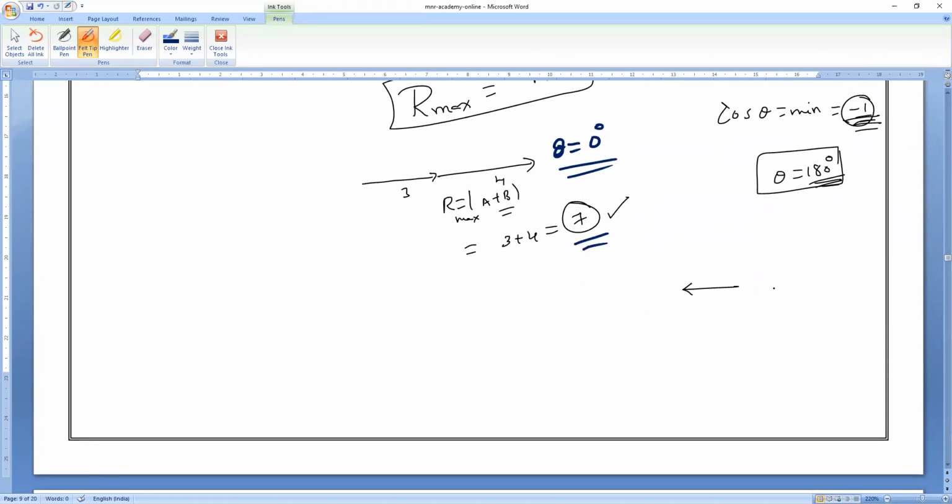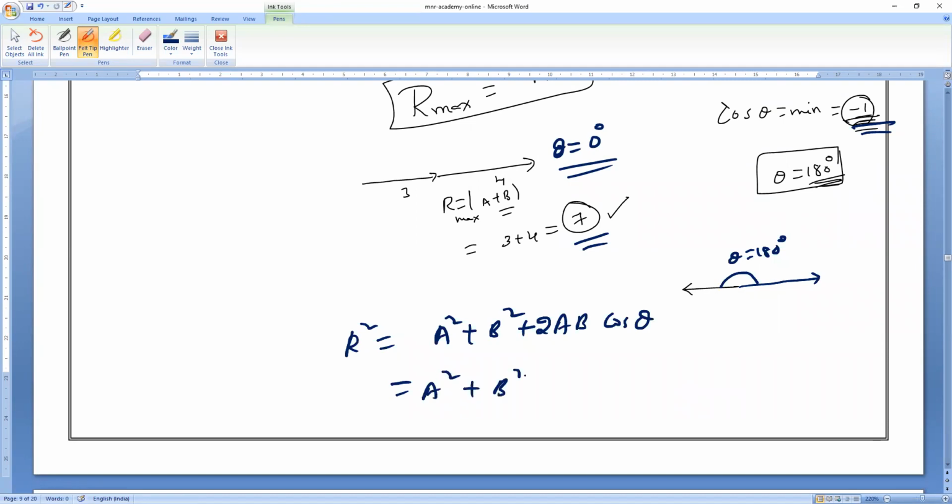Now they are asking for the minimum. Observe very carefully. Minimum means both are in the same direction or opposite direction? Because cos theta is equal to -1, opposite direction. So theta is equal to 180 degrees. Then you apply the resultant formula: R is equal to the root of a square plus b square plus 2ab cos theta. So cos theta is plus or minus? -1 for the minimum.